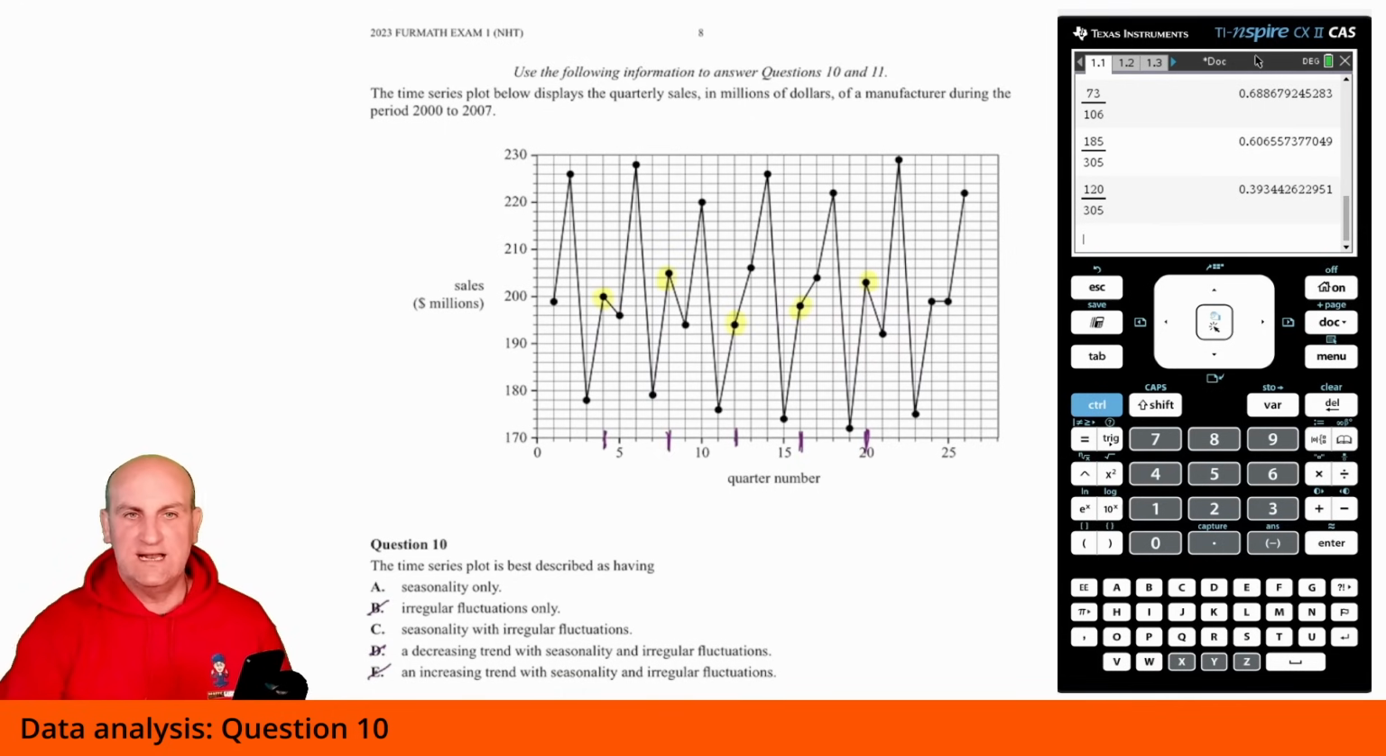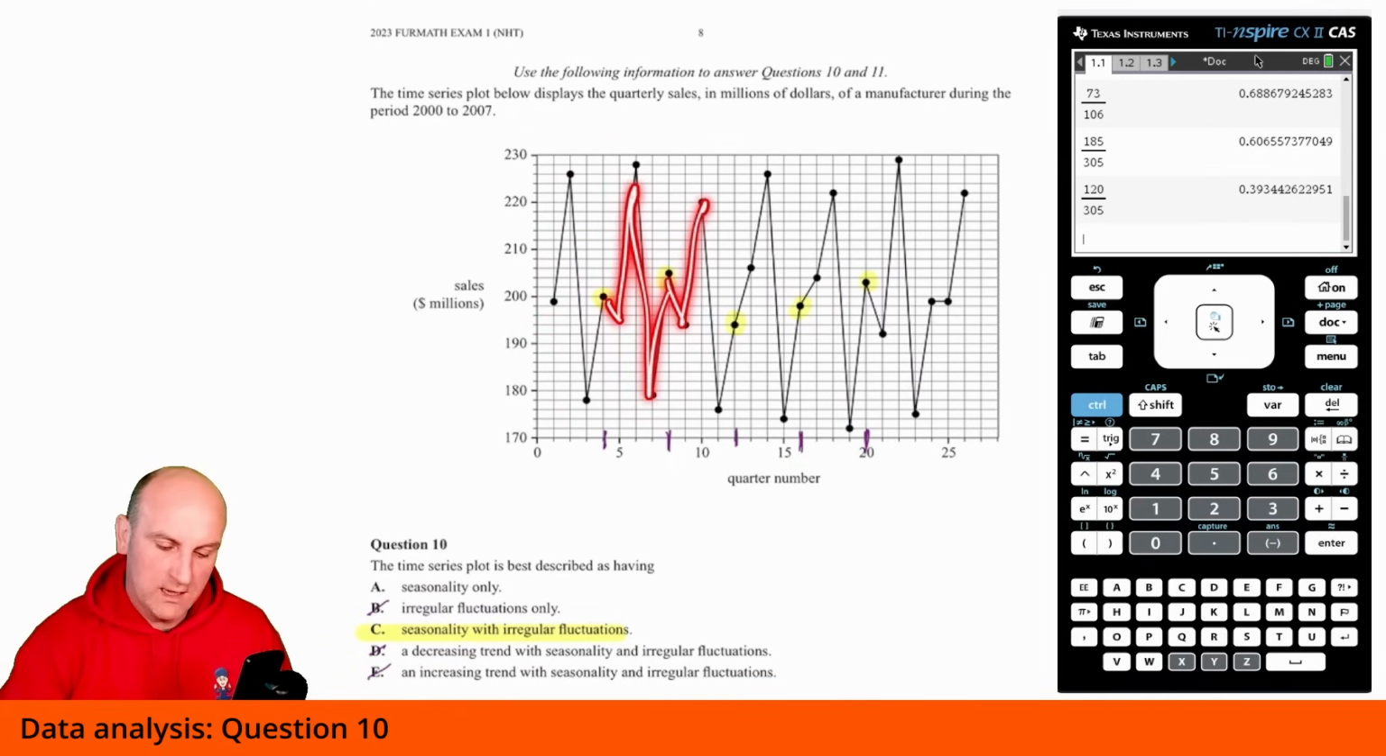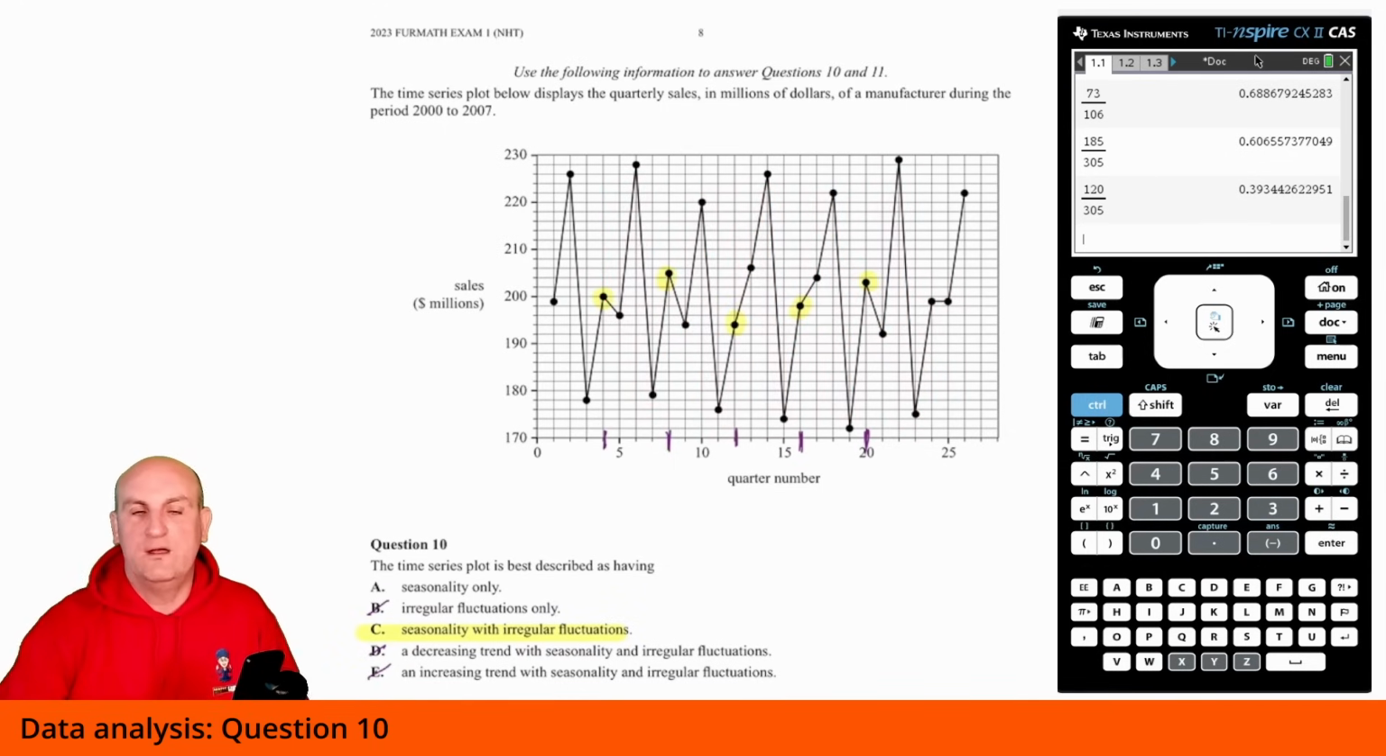Okay, seasonality with irregular fluctuations. I'm actually going to choose C straight away. The reason being is because every single time series plot has irregular fluctuations, and in this question, they didn't tell me to ignore those irregular fluctuations. So I'm going to go with seasonality with irregular fluctuations. I just want to then check and see whether this does. So it goes up, down, up. A little bit down, up, down, up, down, up, down, up, up, down, up, up, down, up, up, down, up. Okay, so I'm going to go with seasonality.